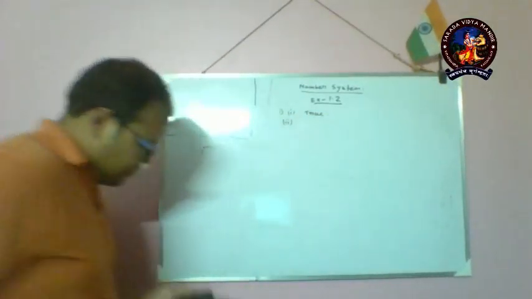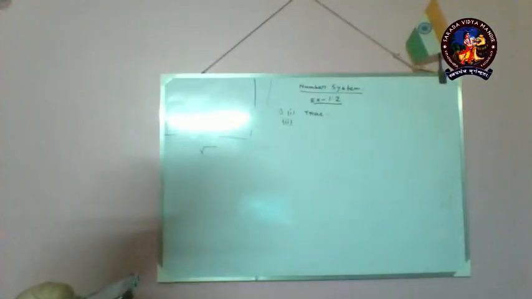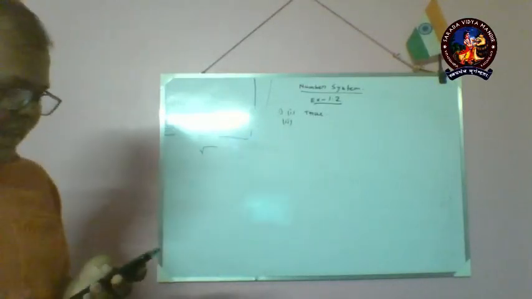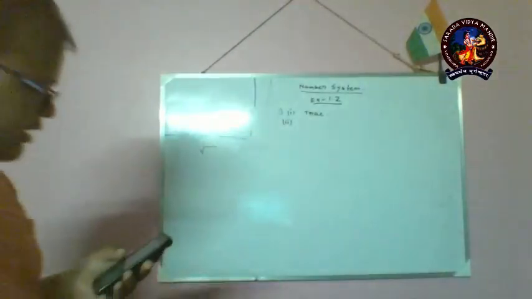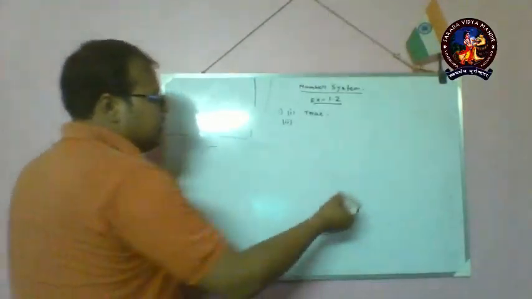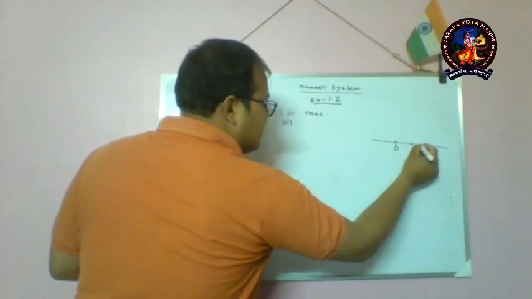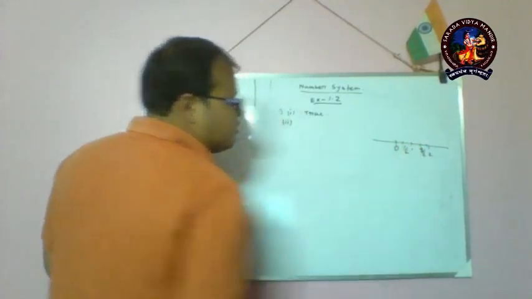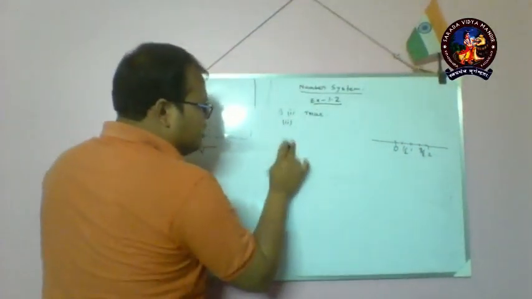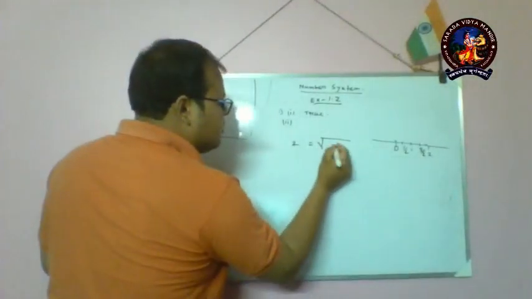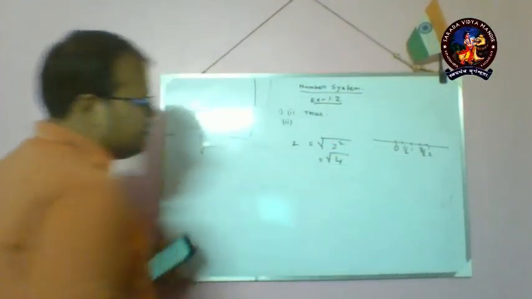Next, every point on the number line is of the form root m, where m is a natural number. You notice this one, m is a natural number. In the number line there are many points: 0, 1, 2, as well as 3 by 2, 1 by 2. If I take 1 or 2, that can be expressed as root over 4, root over 2 square, that is root over 4, where 4 is a natural number.